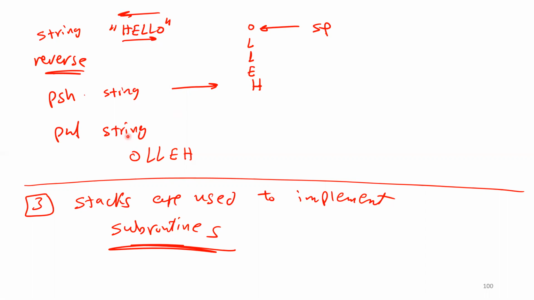Again, this is not a big issue, but what I'm saying is, if you have something you want to reverse, the stack can do a very good job on that. Just push and then pull, and you are going to get it in reverse order. Is that okay? Number 3, and this is the most important thing: the stack was created mainly to implement subroutines. Without stacks, the hardware cannot run subroutines. This is the most important thing.